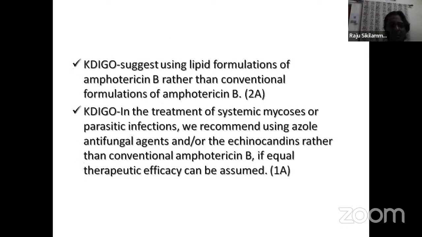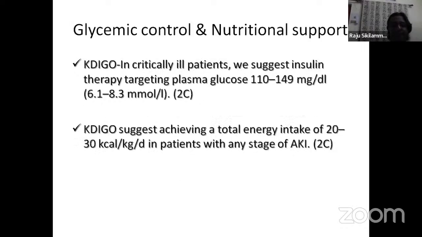Then as per KDIGO, use the lipid formulation rather than the conventional formulation of amphotericin B. For the treatment of systemic mycosis or parasitic infection, KDIGO recommends using azole antifungal agents and echinocandins rather than conventional amphotericin B, if equal therapeutic efficacy is assumed.